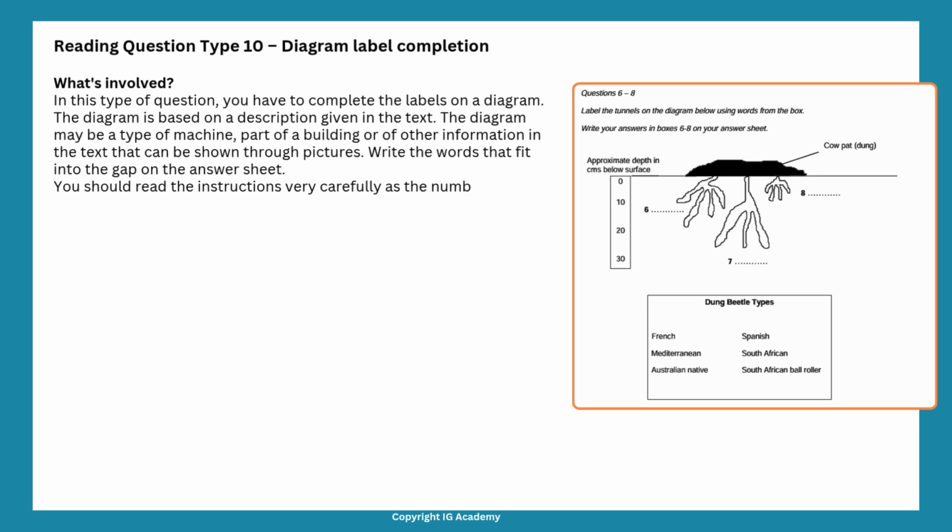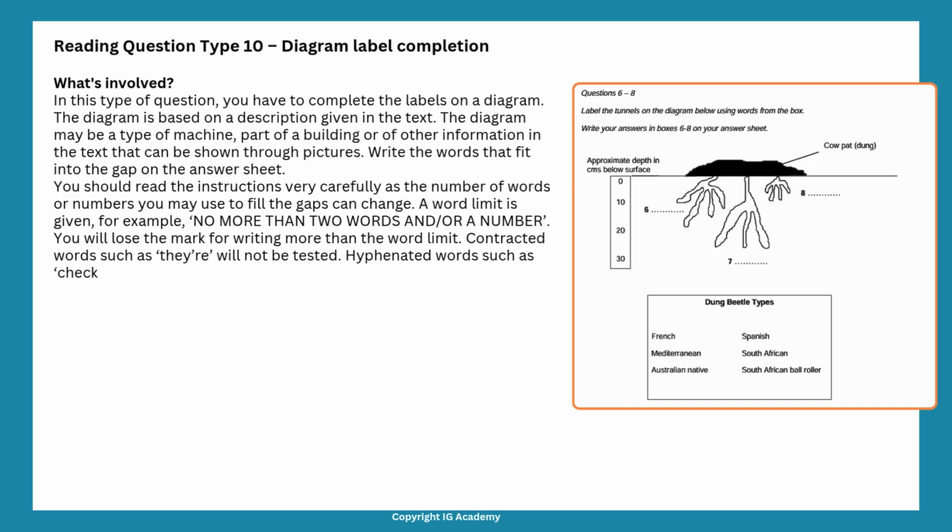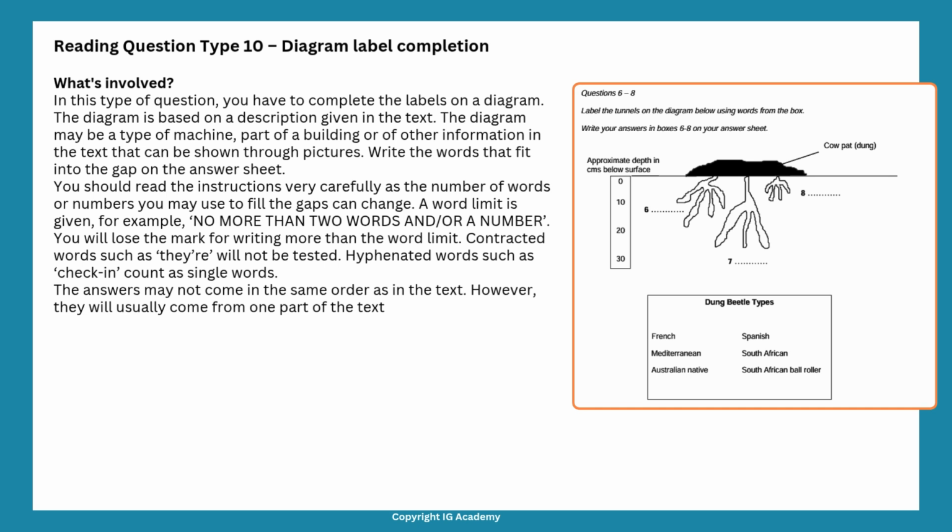You should read the instructions very carefully as the number of words or numbers you may use to fill the gaps can change. A word limit is given, for example, no more than 2 words and/or a number. You will lose the mark for writing more than the word limit. Contracted and hyphenated words count as single words. The answers may not come in the same order as in the text. However, they will usually come from one part of the text rather than the whole text.